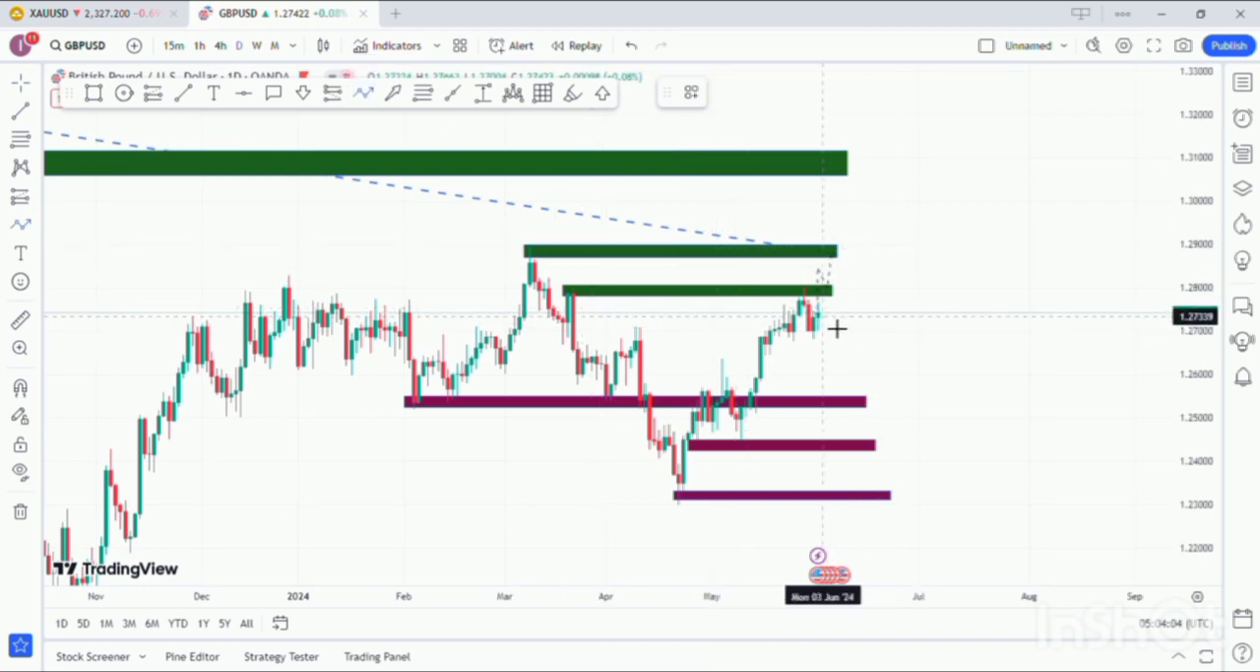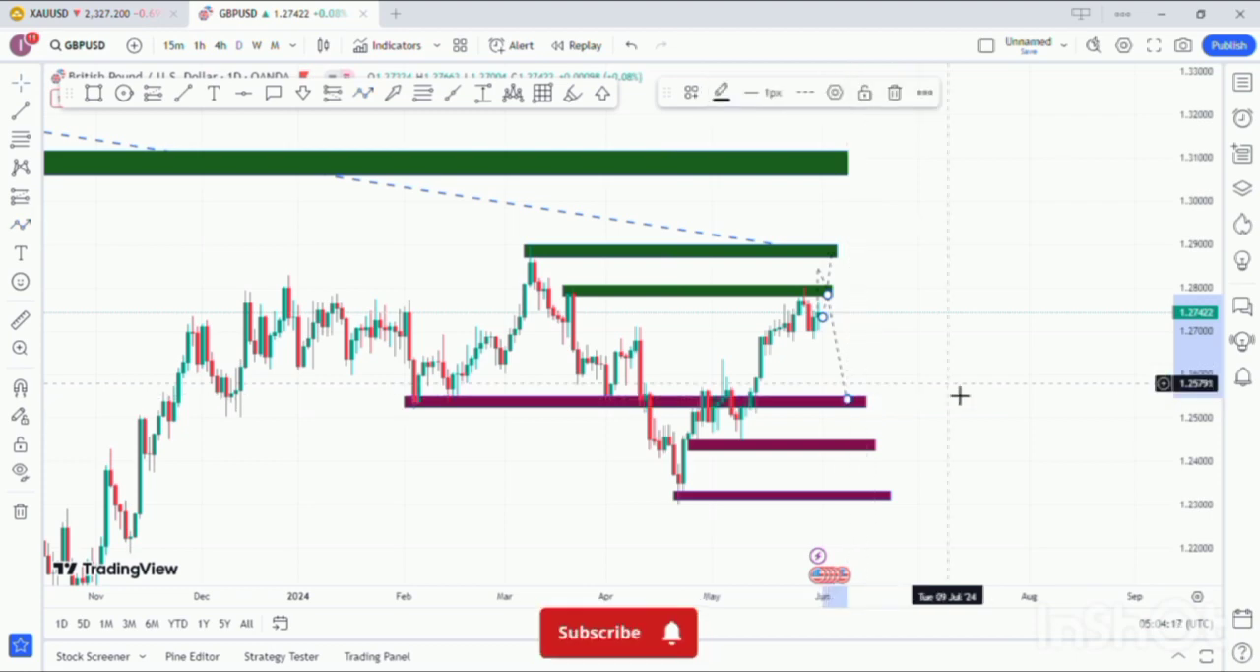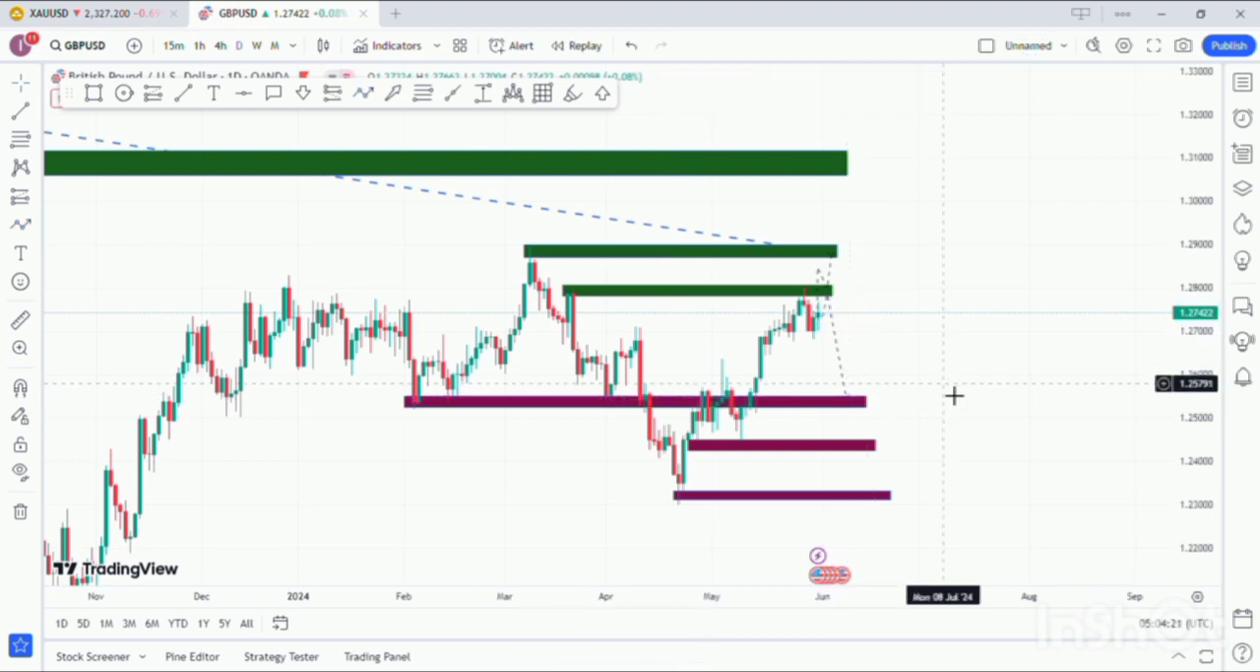So on the flip side, if price decides to reverse from where it is, we will be expecting a retest of this zone and then a continuation to the downside to the support zone just below that resistance zone. So generally on GBPUSD on the daily time frame, we're expecting continuation to the upside for price to break out of this resistance zone right here to the next resistance zone just above. But on the flip side, if price should reverse from where it is, we'll be expecting price to move downward to this support zone right here, or even to the next support zone just below.